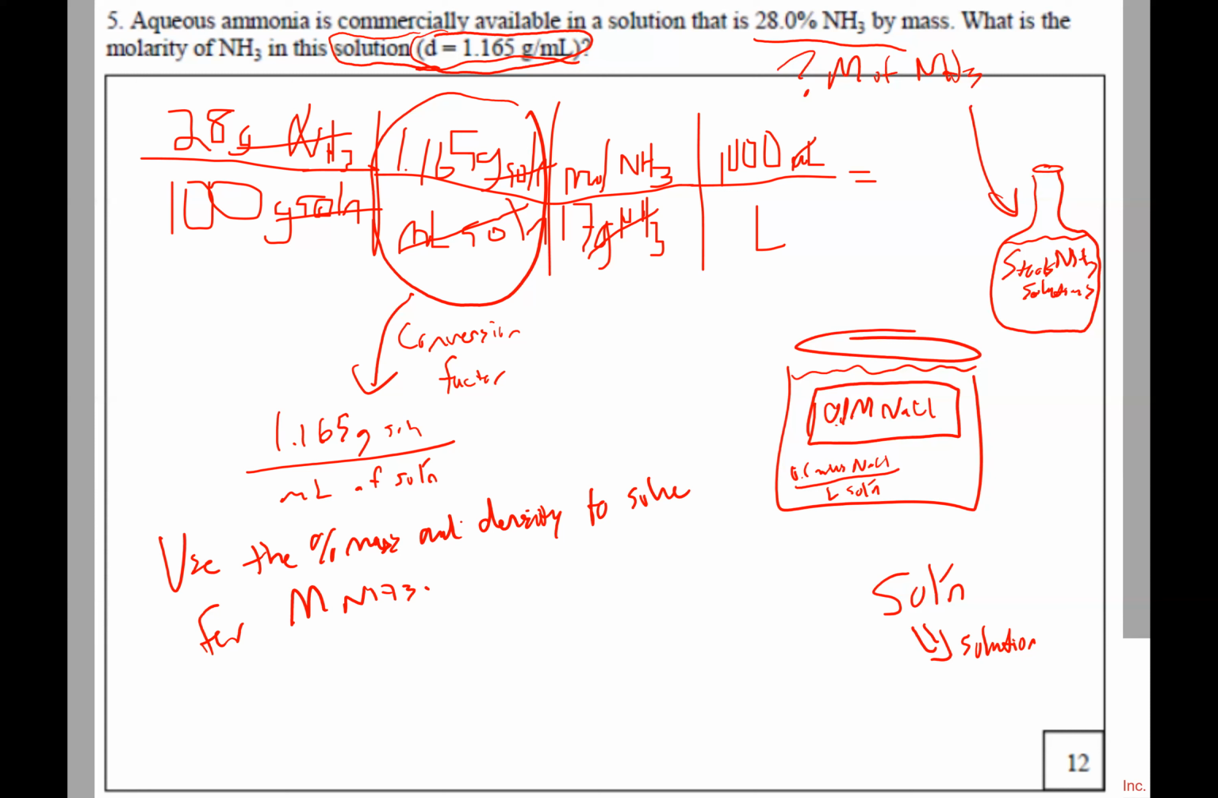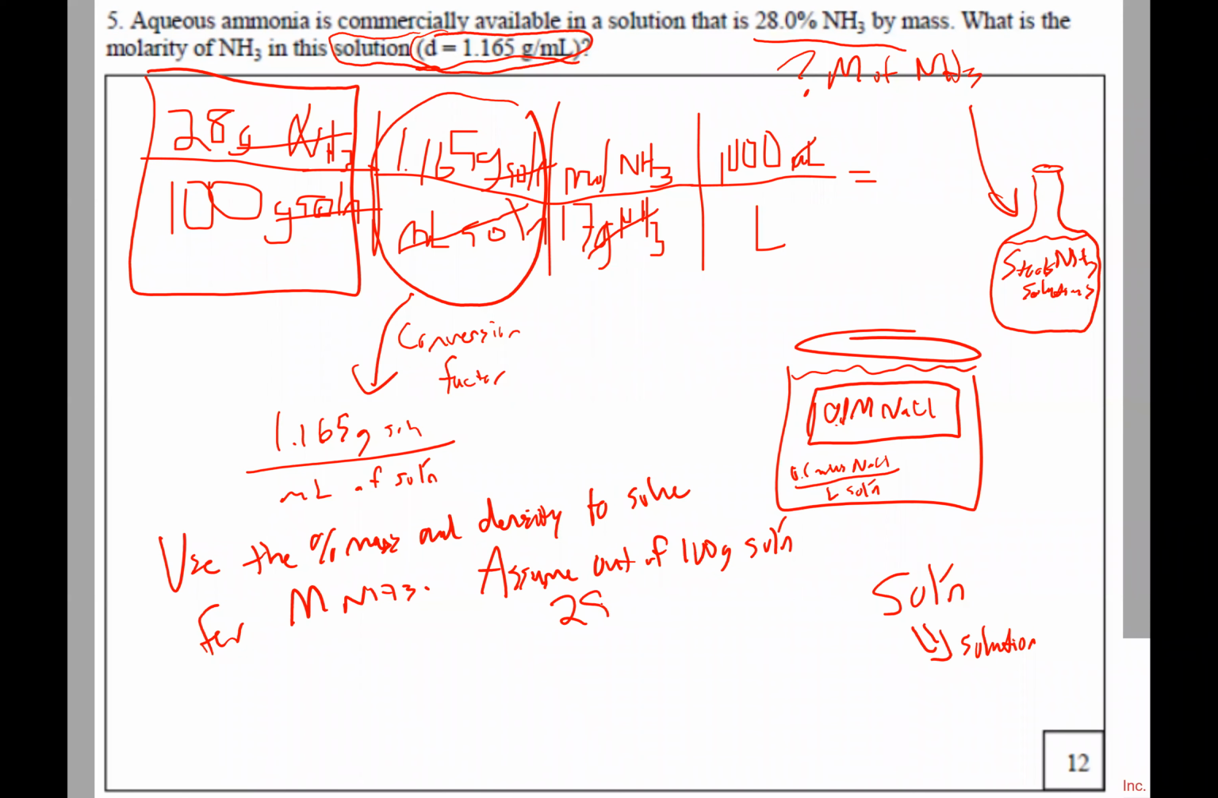What I want you to do is pay attention to the first part. I'm just going to box this in here. The percent mass is out of 100, so what you do is assume out of 100 grams. This is out of 100 grams of solution because we're talking about the percent mass of the solution. So when I write this out as a conversion, I take the 28 grams of NH3 and divide it by 100 grams of solution.